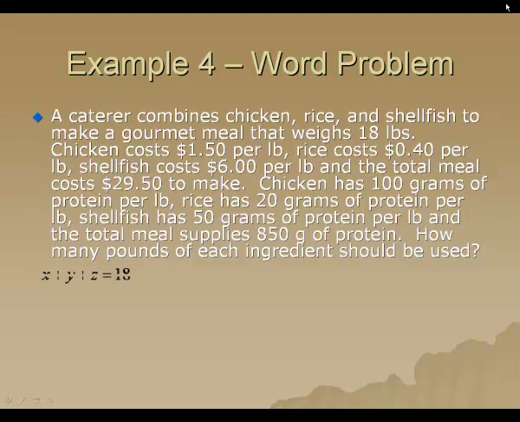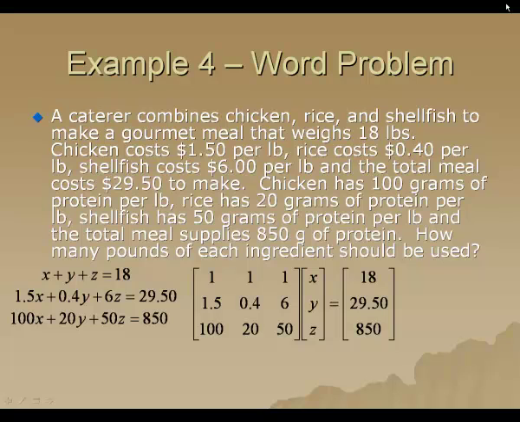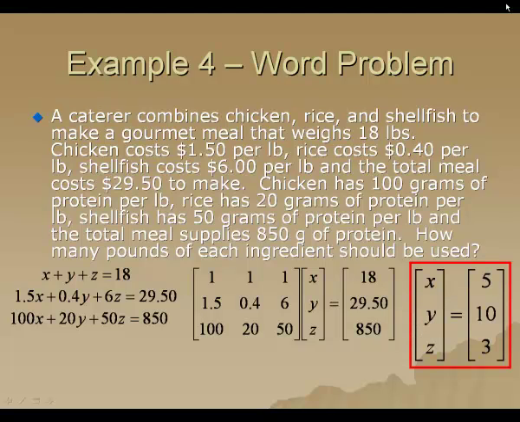First equation is going to be for the number of pounds that the meal weighs. X, Y, and Z all add up to 18 pounds. In the second equation, we put the money involved. $1.50 for X plus 40 cents for Y plus 6 for Z equals $29.50. Third equation has to do with the grams of protein. 100 for X plus 20 for Y plus 50 for Z equals 850 total. Set up matrix A and B with these coefficients. Do A inverse times B and pause until you're ready to check your answer. X, Y, and Z are 5, 10, and 3. 5 pounds of chicken, 10 pounds of rice, 3 pounds of shellfish.